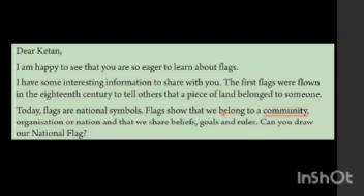Grandma is telling Ketan that she is very happy to know that Ketan is so eager to learn about flags. Eager means keen. And she has some interesting information to share with him. She's telling him that the first flags were flown in the 18th century to tell people that a piece of land belonged to someone. Belong means to be the property of. But now flags are national symbols.